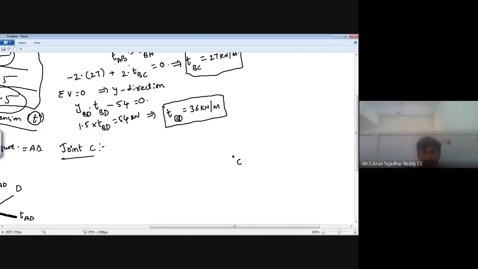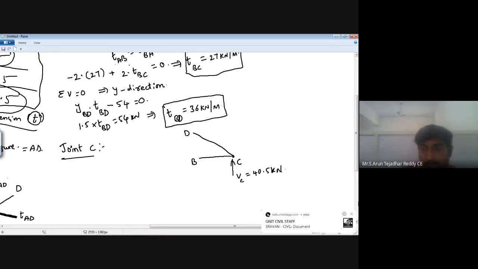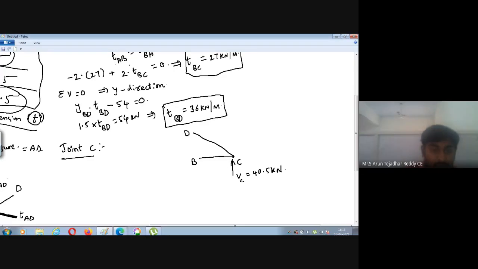This is joint C. C to B, one member is acting. C to D. Next here, one vertical reaction is acting, VC. Already we know that VC value, that is 40.5 kilonewton.